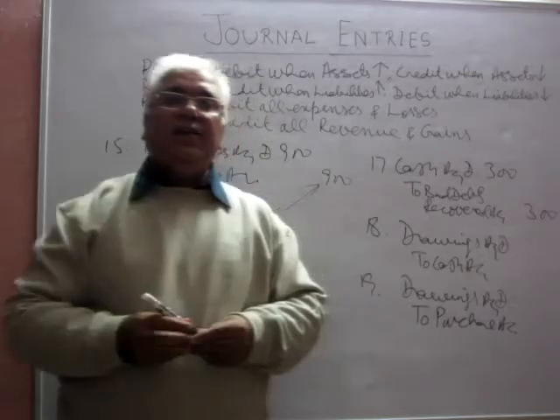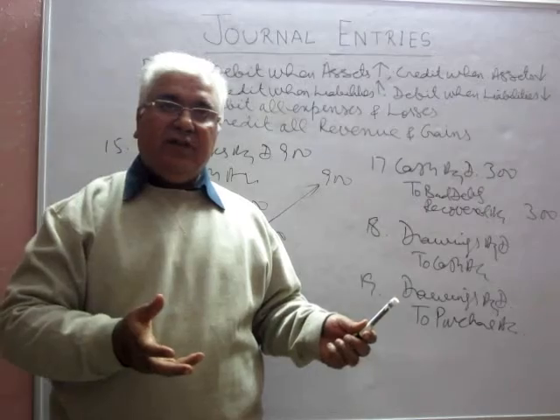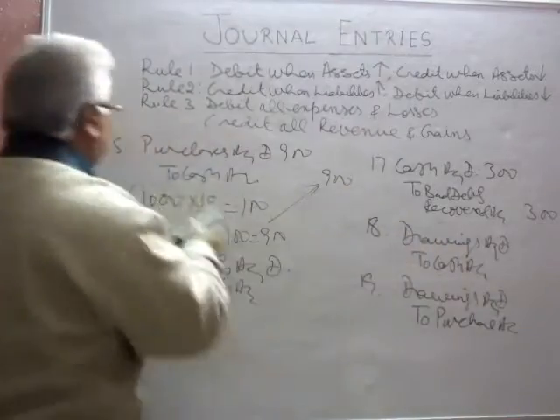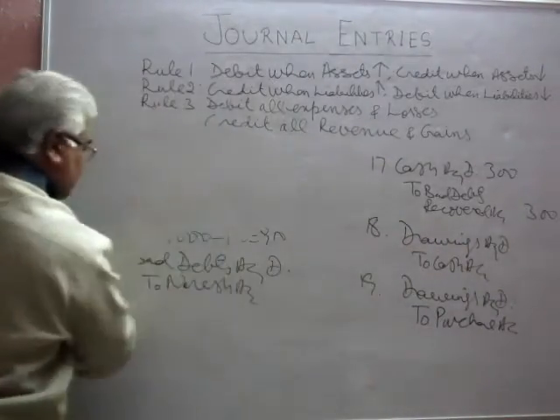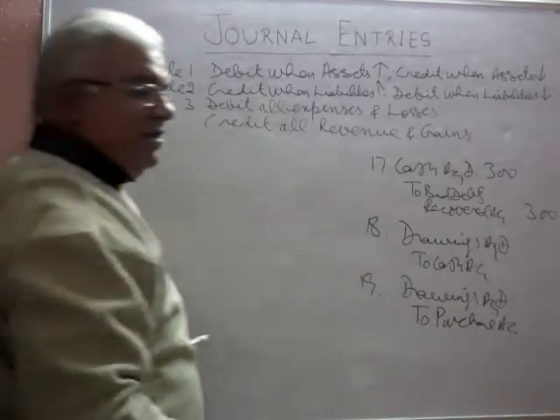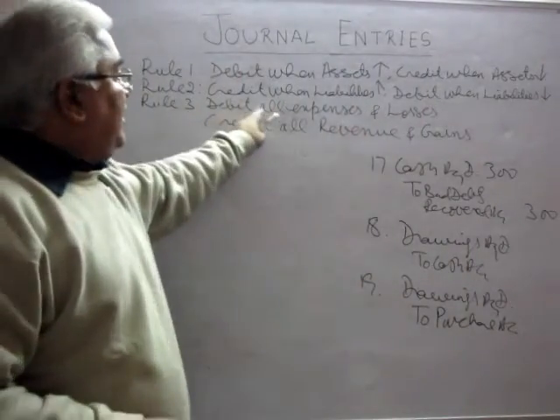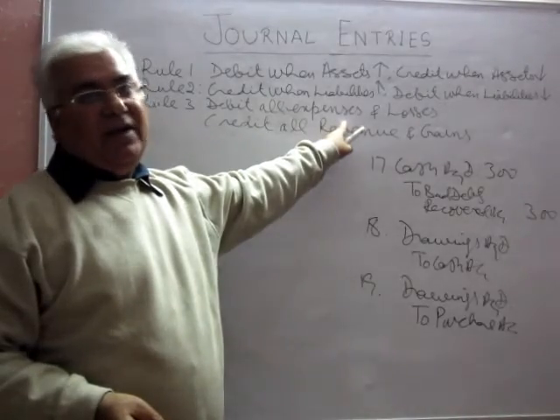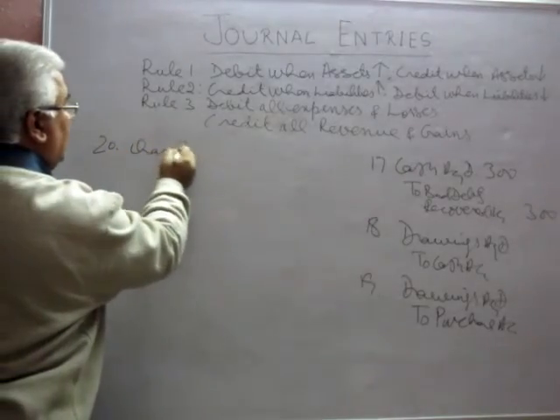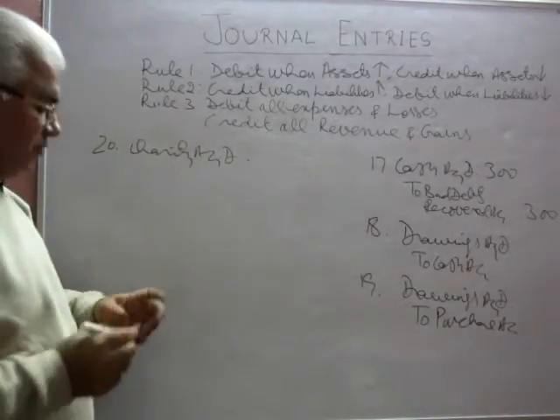Sometimes, goods are given as charity also. From the business itself, goods are given as charity, and sometimes are given as free samples. What will be the entries for them? Let us discuss them. For example, if somebody has given goods from the business for charity. Now charity being an expense, debit all expenses, so charity account will be debited in this case. Charity account will be debited, this being an expense account.